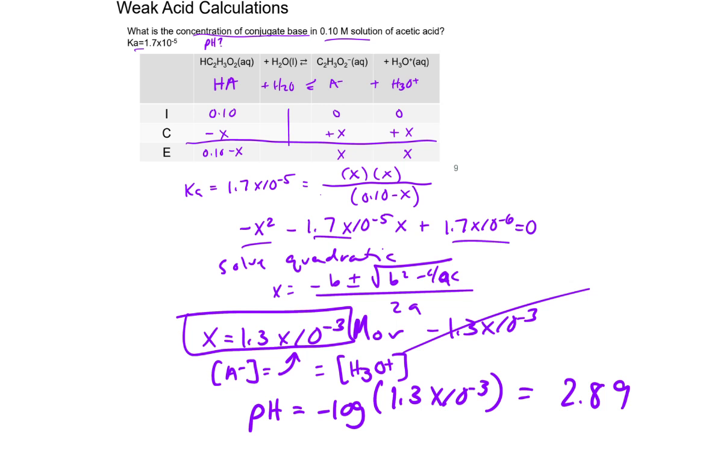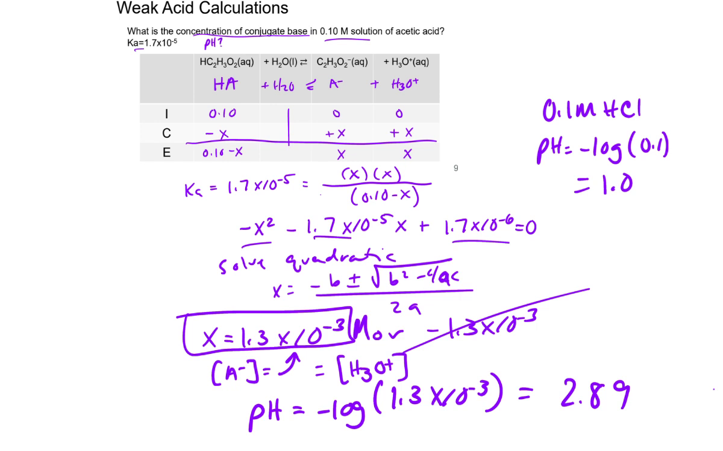Do you remember calculating the pH of a 0.1 molar HCl solution? Remember, HCl is a strong acid, and we know it completely dissociates. pH is equal to minus the log of 0.1, which gives us a pH of 1. Just for comparison, the pH of a strong acid with a concentration of 0.1 molar is 1.